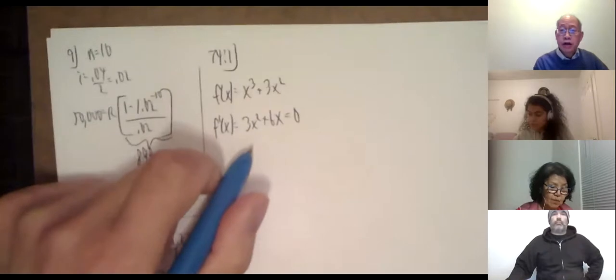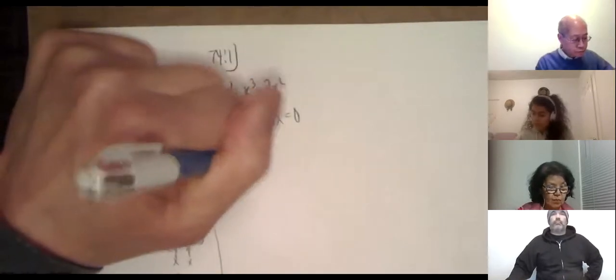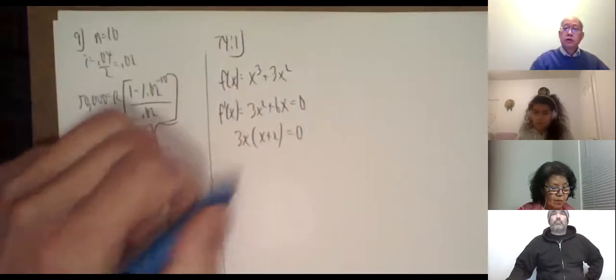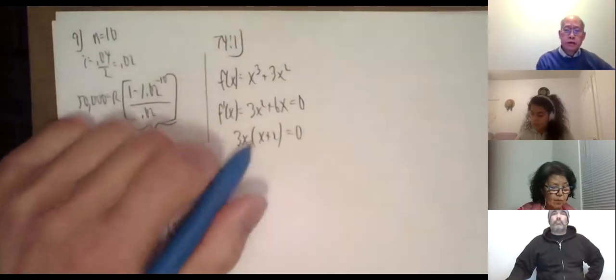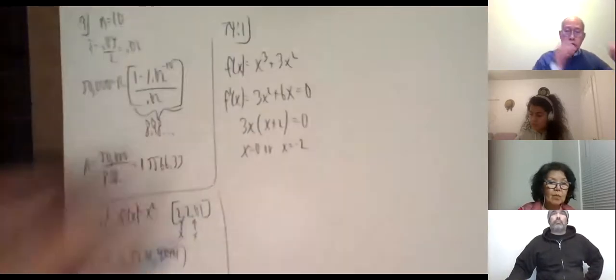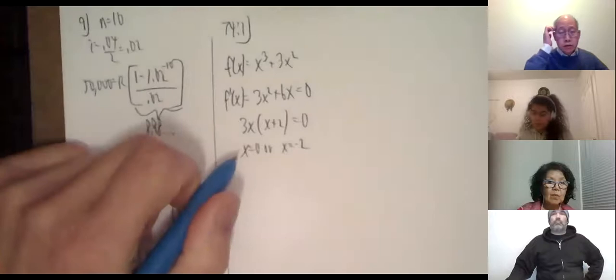So let's see, what can I factor out? 3x times (x plus 2) equals 0. So that means x equals 0 or x equals negative 2. Those are my critical values.